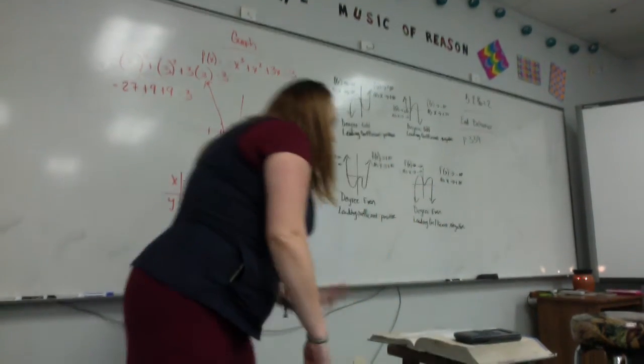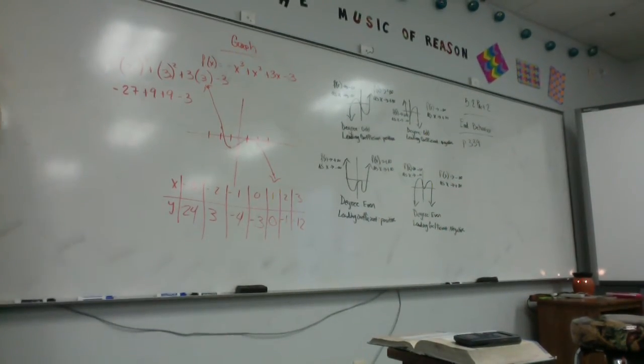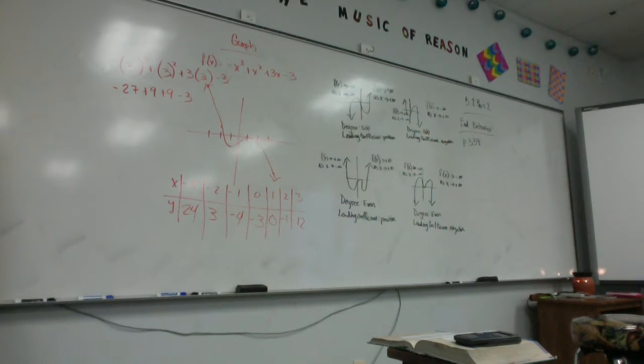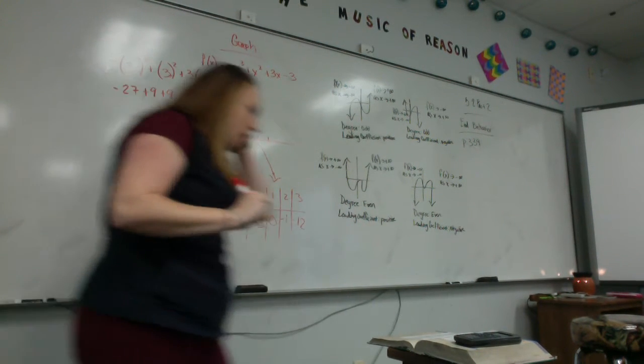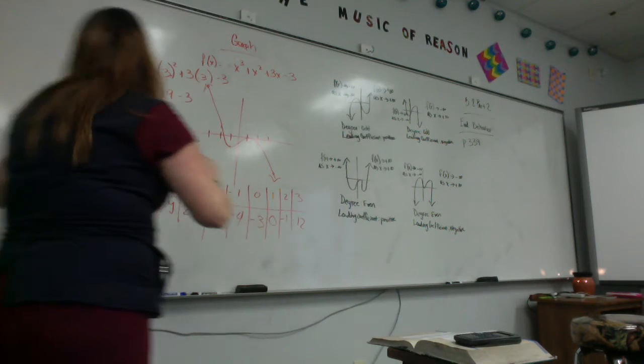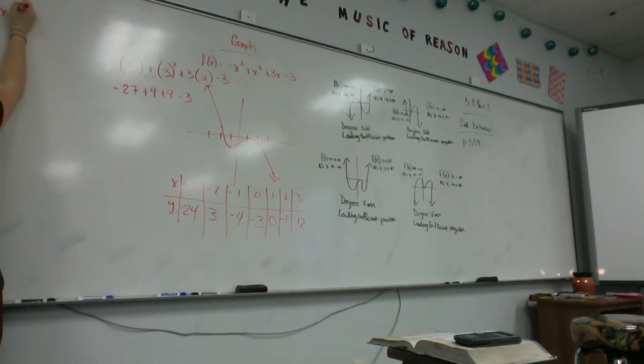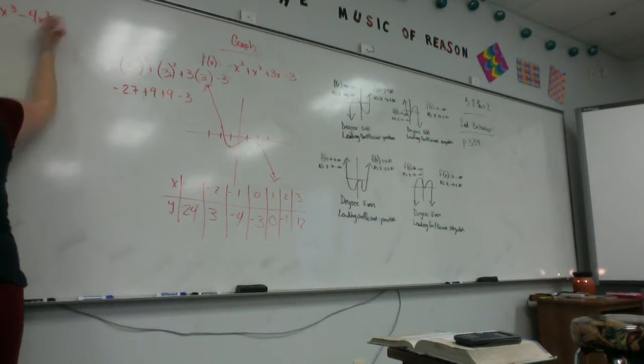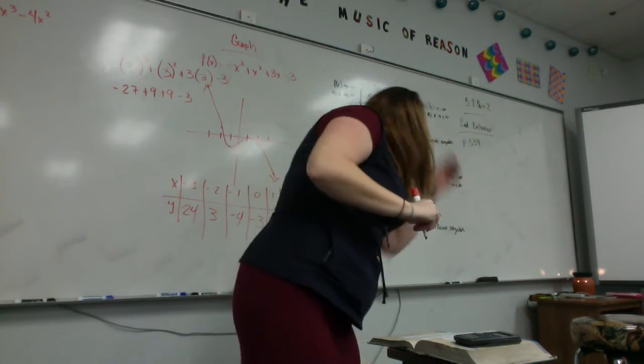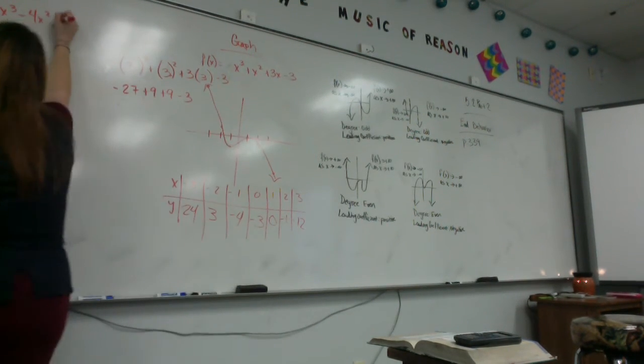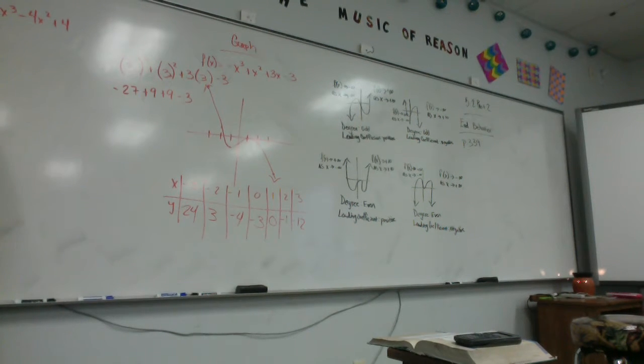Let's take a look at one more and then we'll be done. Let's say I want you to graph f of x equals x to the 4th minus x cubed minus 4x squared plus 4, okay? Once again, I need charts on all of these, okay?